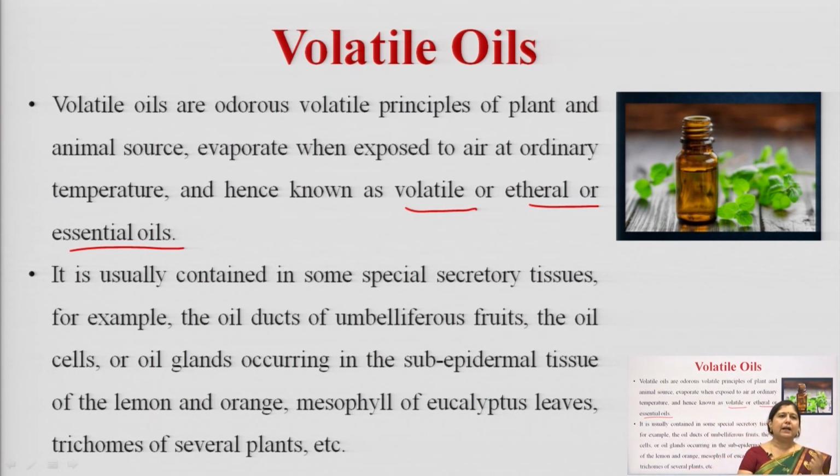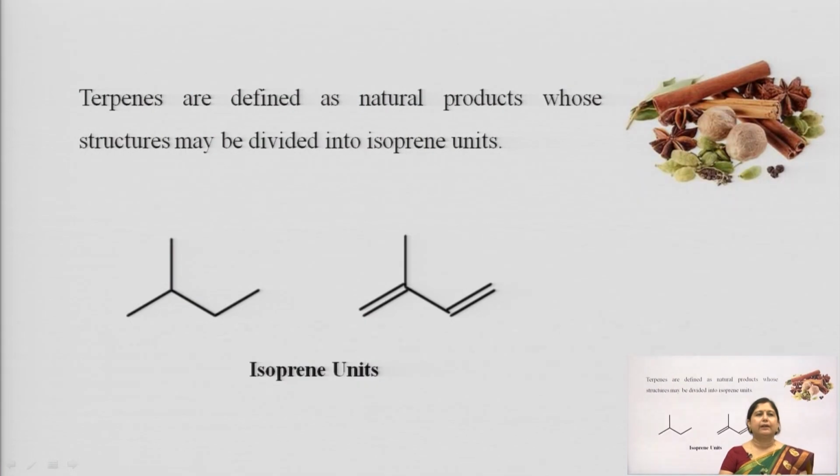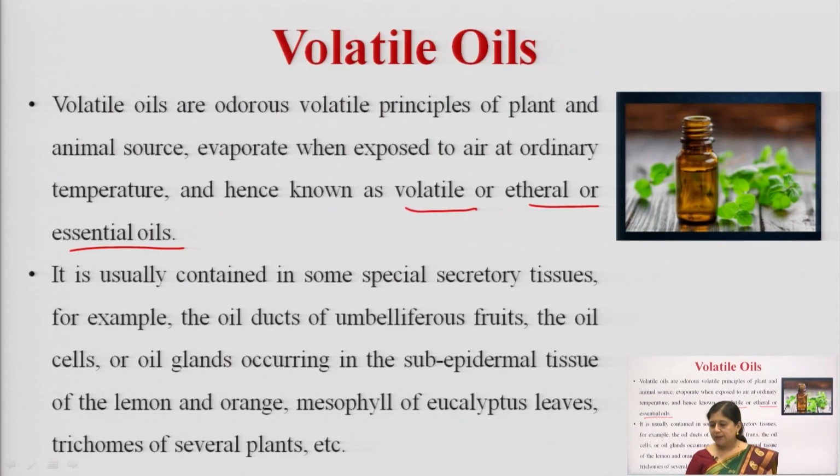It is usually contained in some special secretory tissues of the plants. For example, in the oil ducts of the umbelliferous fruits, like in the case of coriander. Coriander seeds have a very odorous nature. So, this is present in the ducts on the fruit known as the vittae. Then there are oil cells or oil glands present in the epidermal cells also of many fruits.